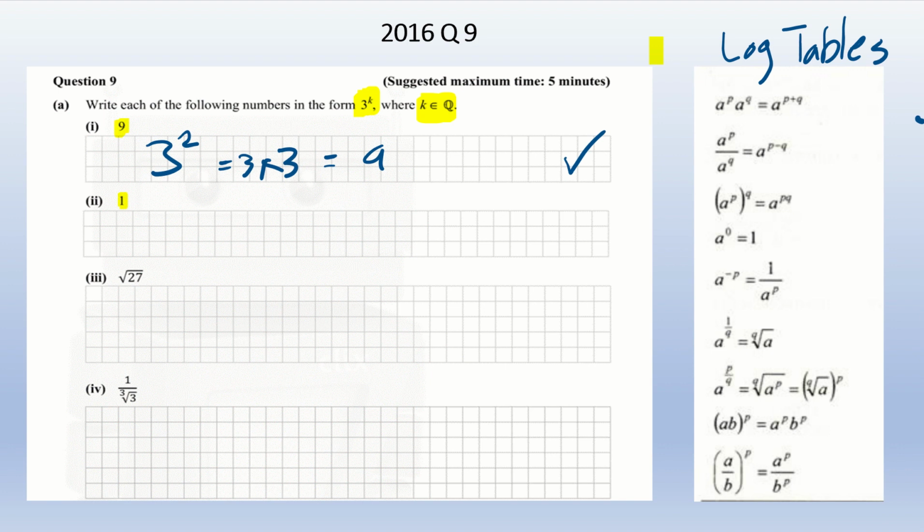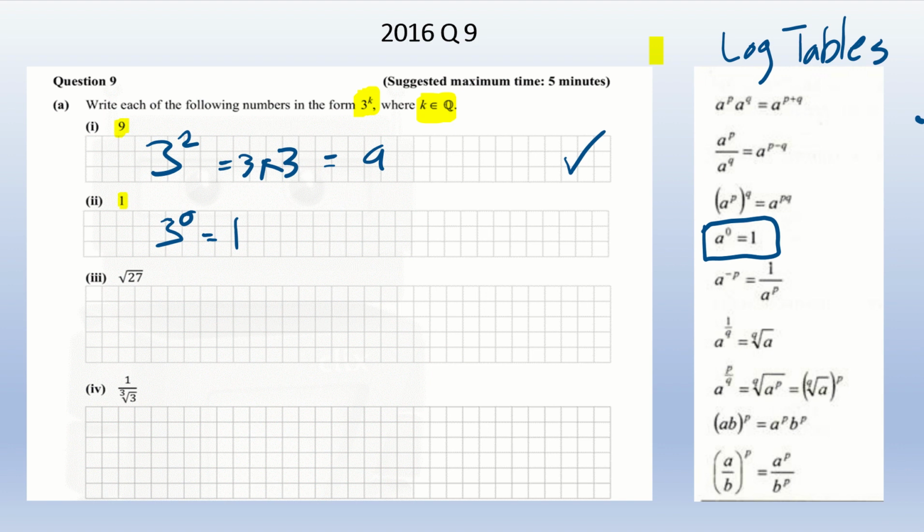Second one, a small bit trickier. 1. We want 3 to the power of something to be 1. And if we have a look over at our laws of indices here, we know that anything to the power of 0 is 1. We know that. So if we apply that to this question here, 3 to the power of 0 is going to give me 1. So 3 to the power of 0 is my answer to the second part of my question there.